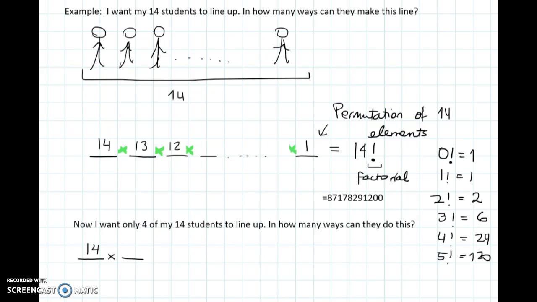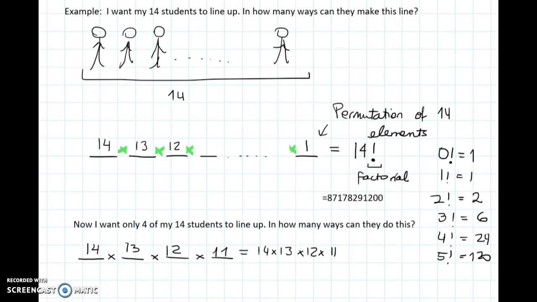For the second spot in the line, we're going to have 13. For the next one, we're going to have 12. I'm already multiplying those options because I'm applying the fundamental principle of counting. And then for the fourth one, I'm going to have 11 options. And that's it. So I need to find what is 14 times 13 times 12 times 11. And well, I can just go to my calculator and find that.